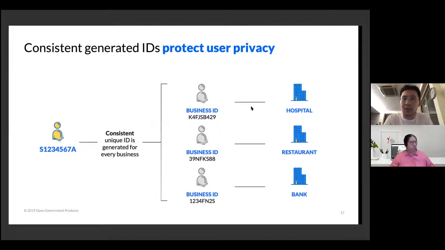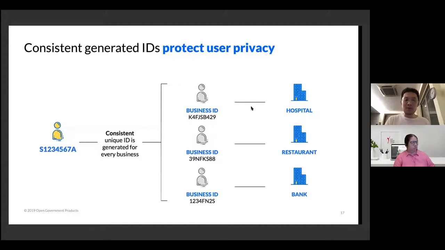And finally, I think this is one of the coolest features of sgID, which I really like: we generate a consistent but unique identity per business you interact with. This is a little bit complicated, so let me explain. Let's say I go to the hospital. Let's say my NRIC is 1234567A, and I go to the hospital. Instead of sharing my NRIC with them, the hospital gets an sgID. It gets a consistent business ID, in this case K4FJSB429. And every time I go to the hospital, they will see the same ID. That way you can follow appointments, you can check your medical records, all that sort of thing. But when I go to McDonald's, I will have a different ID entirely: 39NFKS88. This is an entirely separate and new identity.